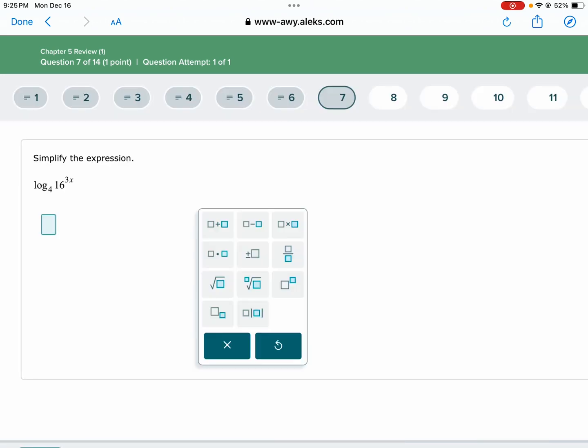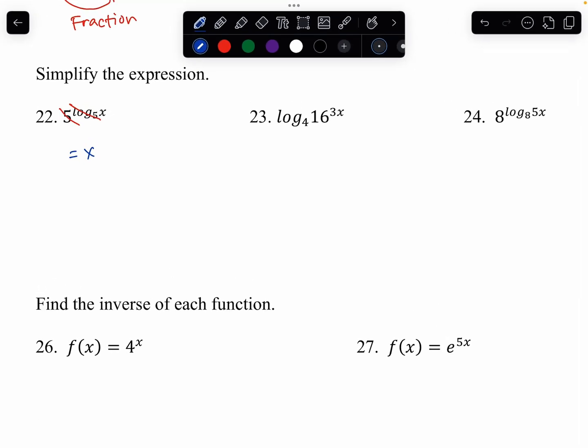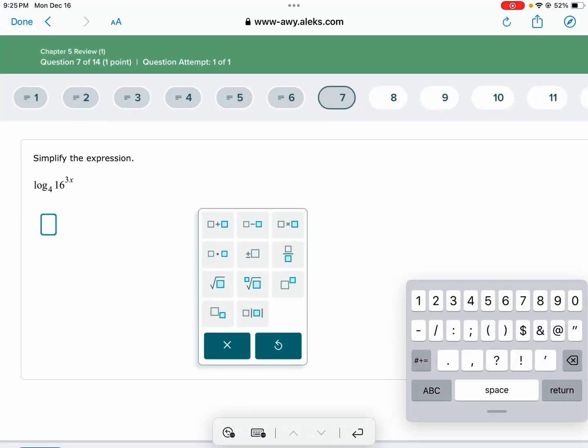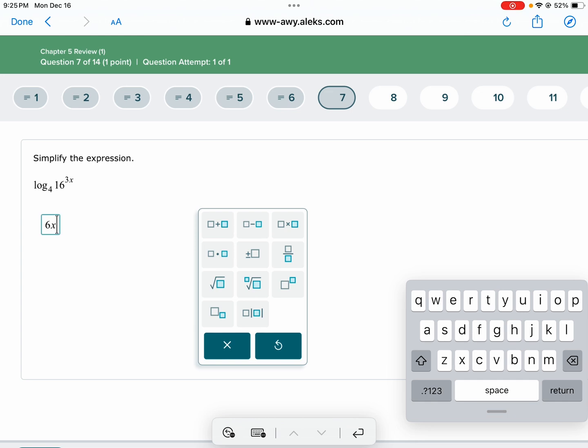And for 7, for this one right here, I want that to be the same base. So if I rewrite this, I can rewrite 16 as 4 squared. And then this is a power to a power, which means I can multiply those. And so that's going to become 6x. So log base 4 of 4, those are going to cancel, and I'm just going to be left with 6x. So here, this should be just 6x.